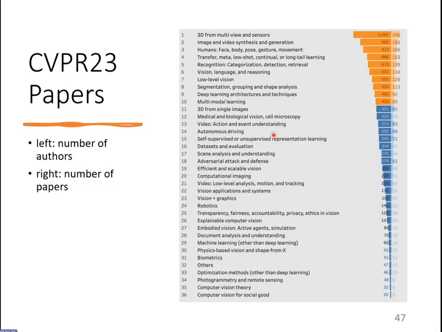Okay, and then these are the different categories for the CVPR 23 accepted papers. So let's take a look. The left part is the number of submissions, and the right part is the number accepted. For 3D from multi-view and sensors, this is the hottest topic this year, and it changes every year.